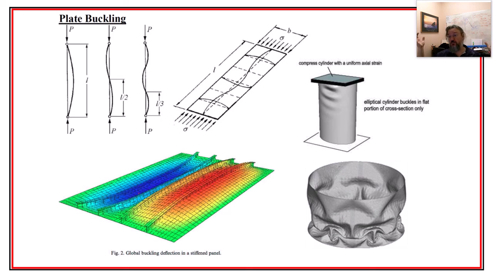Now, I did stuff on ships, right? So we had columns inside of ships to support between decks and that kind of thing, so we had to worry about it. But we also had local buckling and plate buckling. So there are other kinds of buckling besides just it being a column. Plates can buckle, and they can buckle in different shapes.